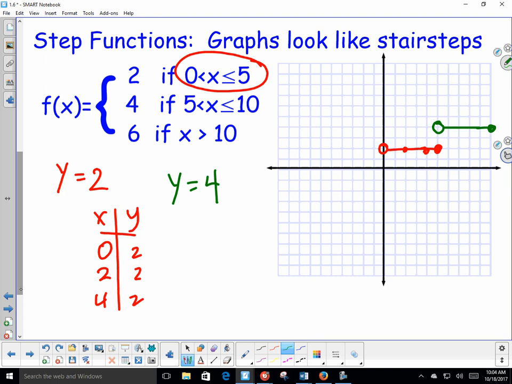All good? And now we're graphing our last piece, which is y equals 6. Do you have to put every dot on the line? Like, for y equals 4, you just have the straight line? I just need that horizontal segment drawn in. Yes, I have to have that horizontal segment drawn in, and I need a hole at 5, 4 and a point at 10, 4.